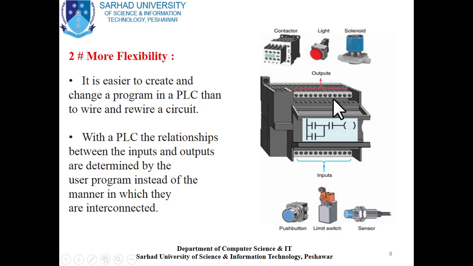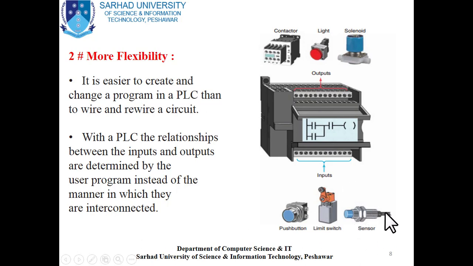This is the unit of output which has been connected to this PLC, and this unit is called the input unit, which has been connected to the PLC. And here you can see some inputs. This input is a push button. We can use a push button with a PLC. Here you can see the pictorial diagram of a limit switch, which may be normally open or normally closed, and a push button may also be normally closed or normally open.